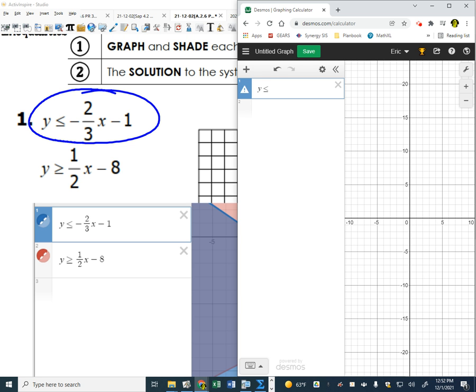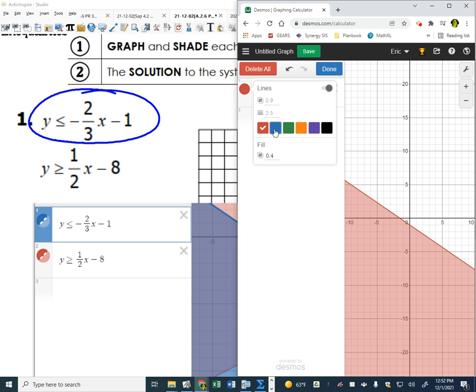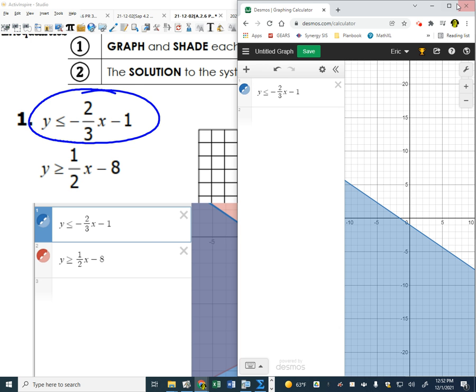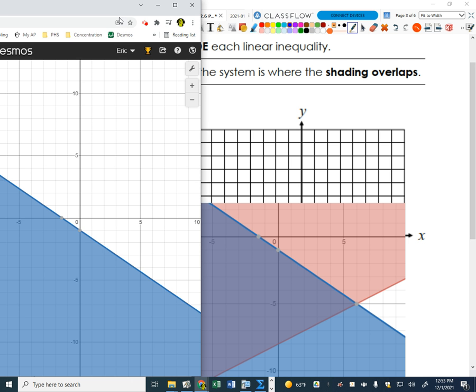So y is less than or equal to negative 2/3 x minus 1. Now I'm going to make this blue so it matches the other one. Okay, there it is. Right, no big deal. Now what happens if I change this to just a less than? Look what it did. Okay, it gave me a dashed line. So it does everything for you, right? But we want it to be solid. All right, next one.